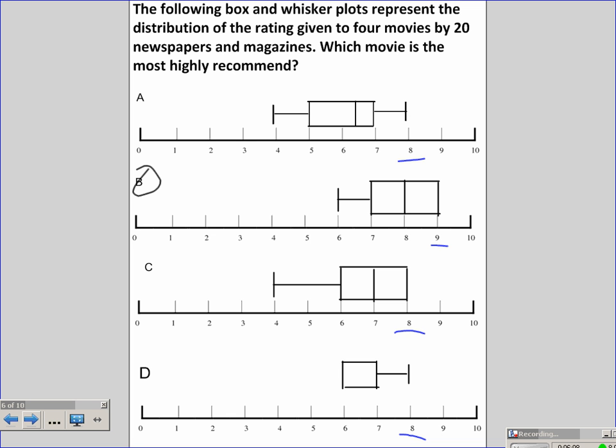A common misconception of this problem: some people would have chosen movie A because it is a normal box and whisker plot. But in this case, it doesn't matter if it's a normal one or one that is missing a whisker. All I asked for was the highest rating, so it is movie B.